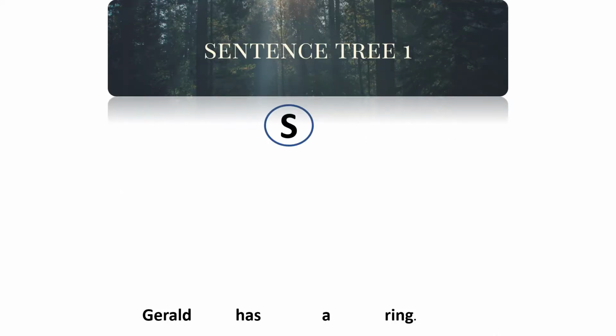Back to the first sentence. First, we need to stress to the learners that there are two levels of these sentences and that we are going to assign one term to each individual word in the sentence. Therefore, Gerald is a noun, has is a verb, a is an article, and ring is a noun again.